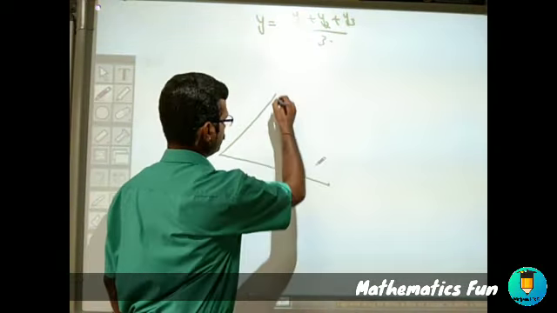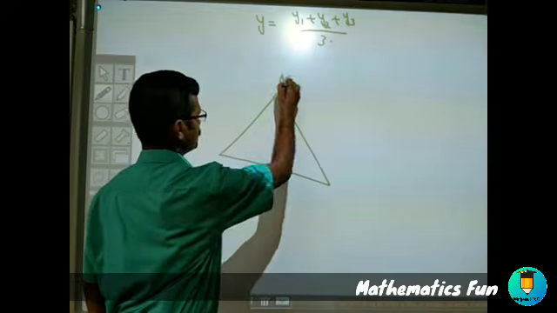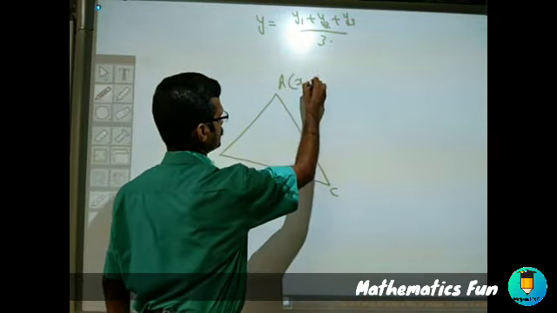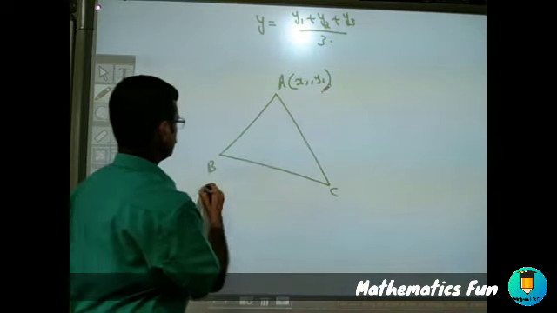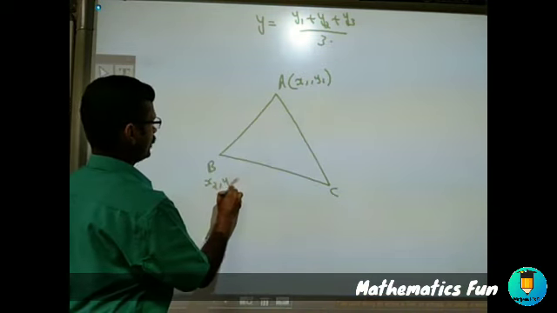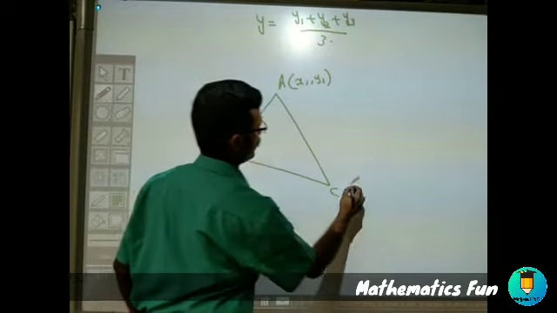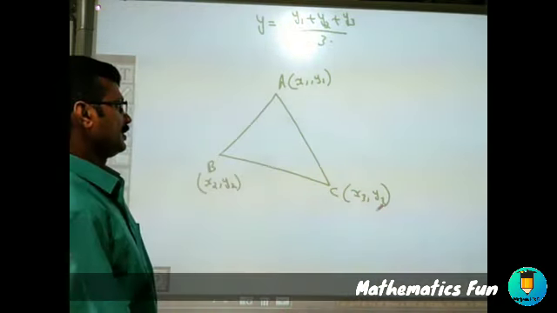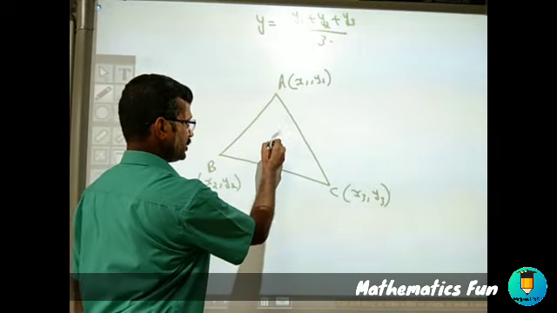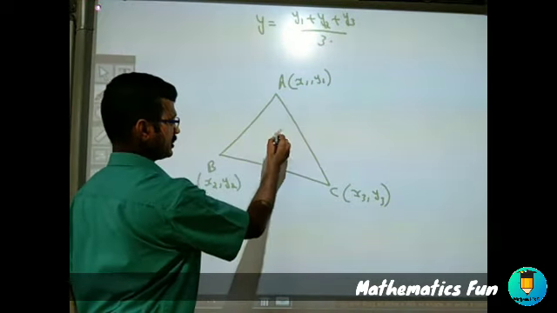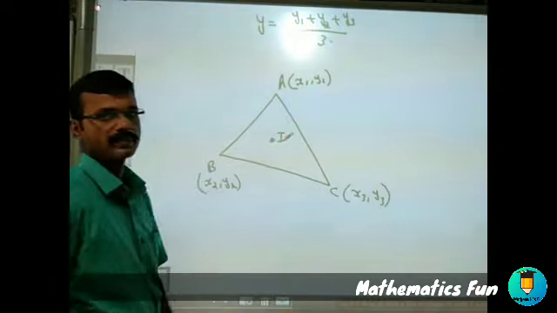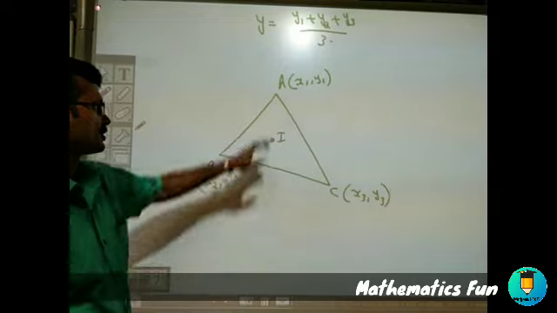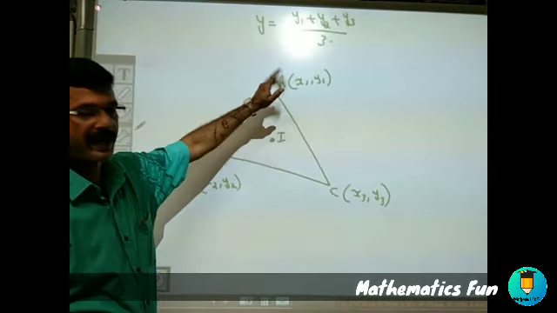See here, let it be the triangle ABC. This point will be x1 comma y1, this is x2 comma y2, and C is x3 comma y3. So the incenter will be I. So what is the formula? I am going to say the direct formula.